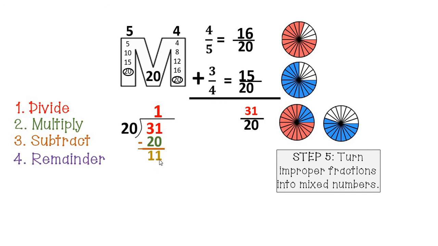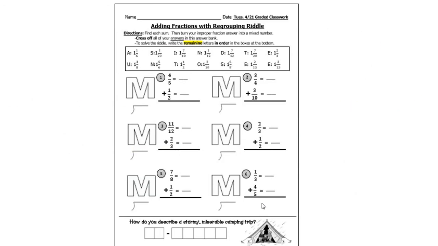So I end up with 11 left over, and I take that remainder of 11 and write that as a fraction. So my final answer here is going to be 1 whole and 1, 2, 3, 4, 5, 6, 7, 8, 9, 10, 11 left over. 1 and 11/20.